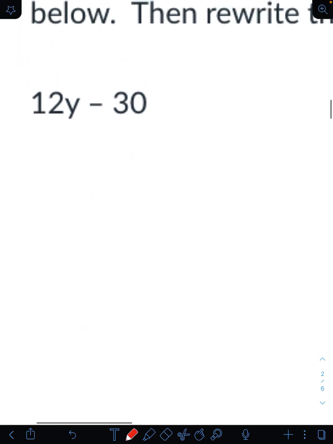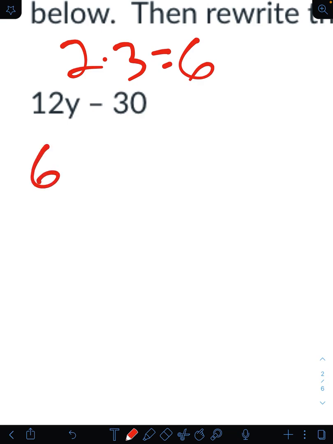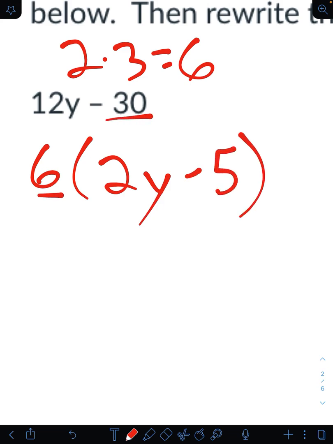Well, what numbers can go into this? 2 can go into 12 and 30, and 3 can. So as a starting, I know that I could take a 6 out. 12 divided by 6 is 2y. 30 divided by 6 is a minus 5. And that, my friends, is the most simplified version.